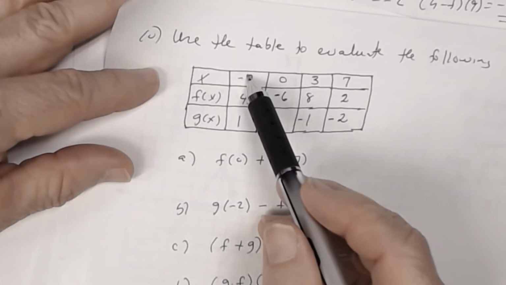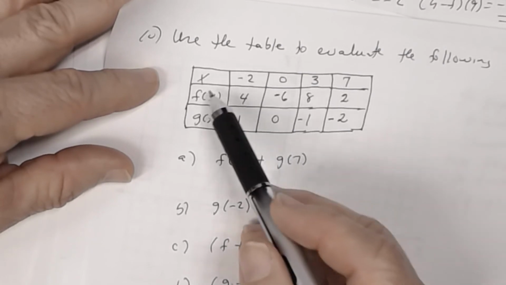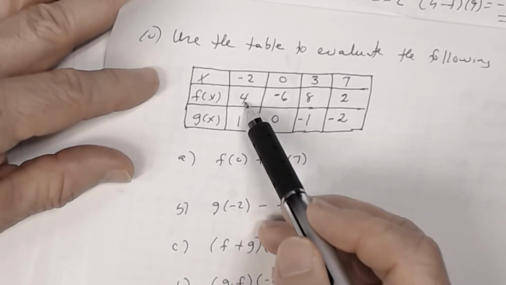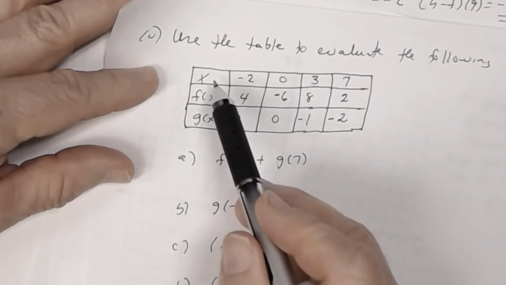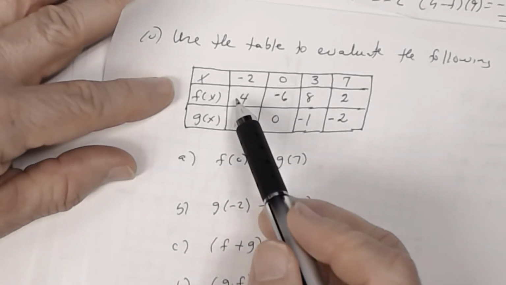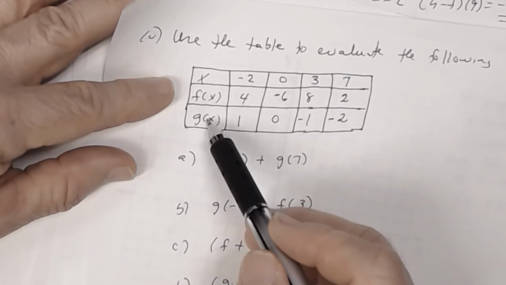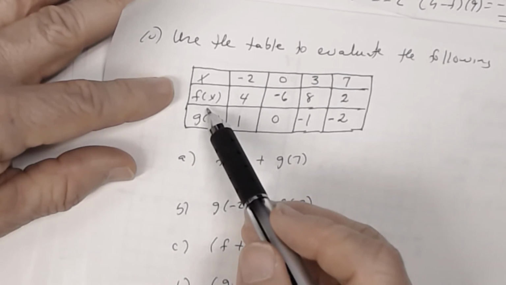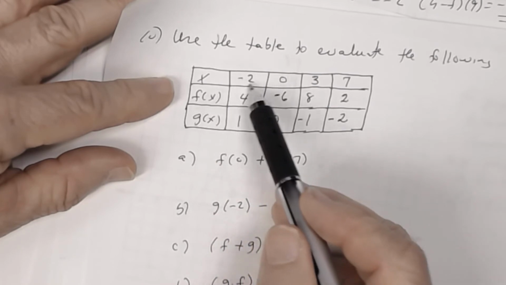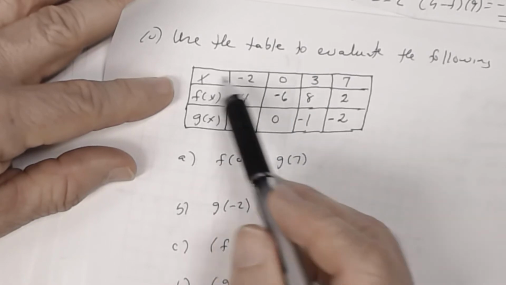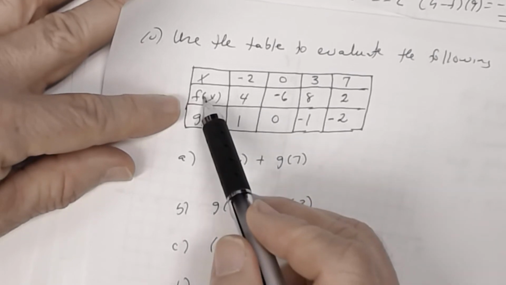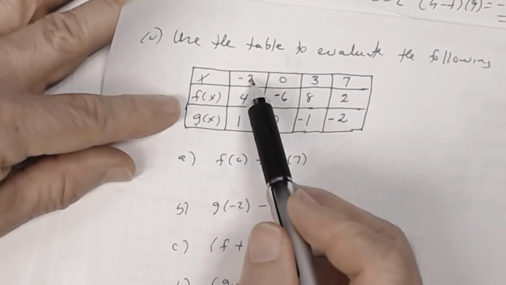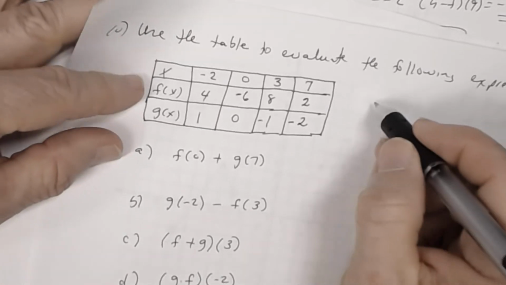When x is negative 2, remember that means f of negative 2 is 4. These are your y values, and these are your x values. Make sure you understand that. Remember, f of x and g of x are y values, so you have to make sure you understand how to read this. x is negative 2, x is 0, x is 3, x is 7. What this means is, when x is negative 2, f of negative 2 is 4.